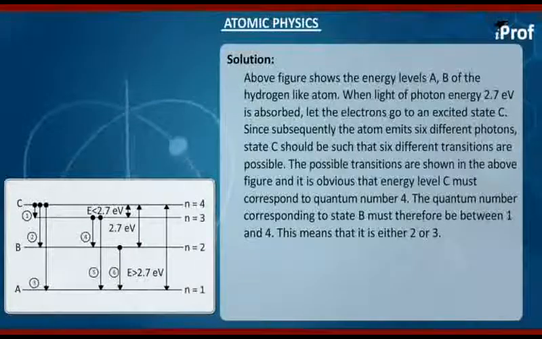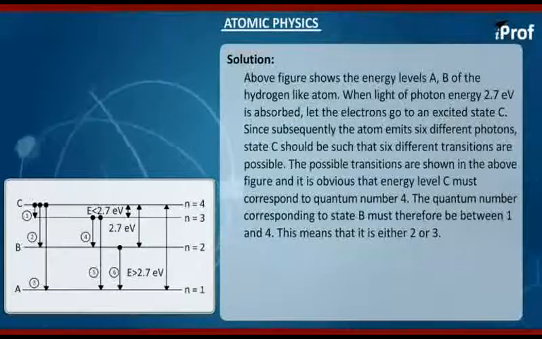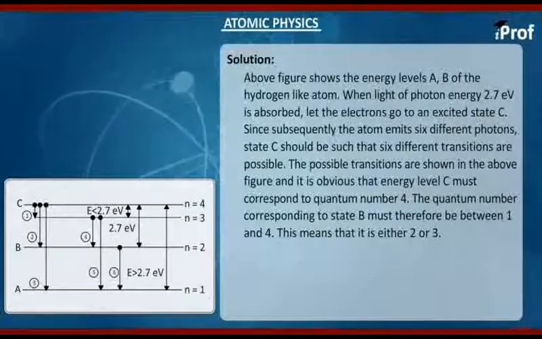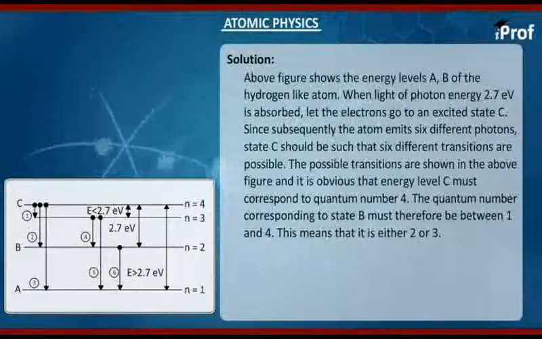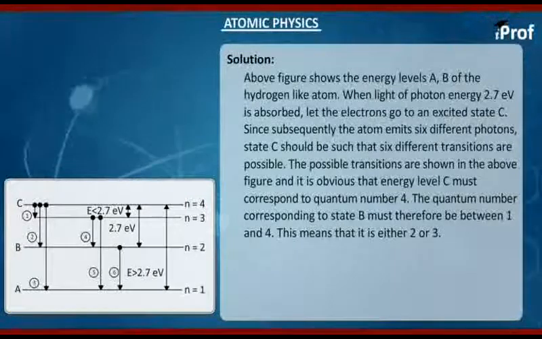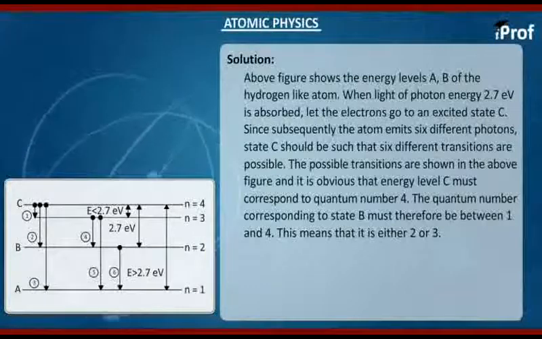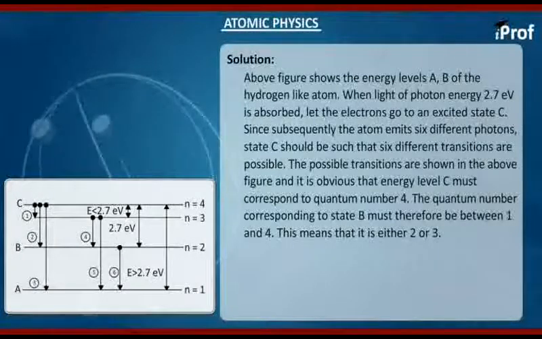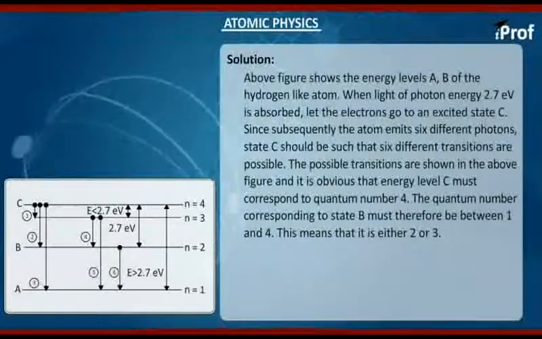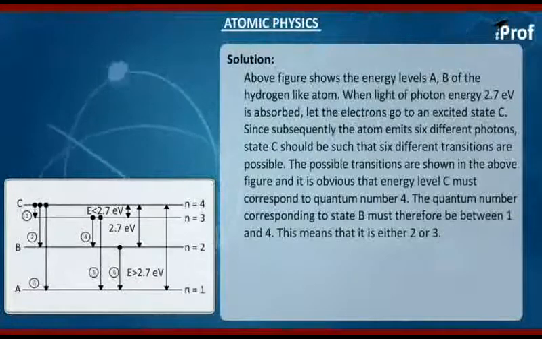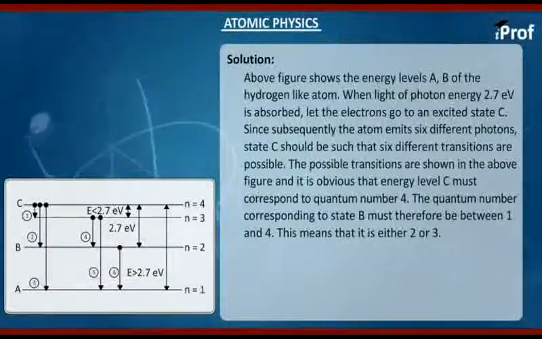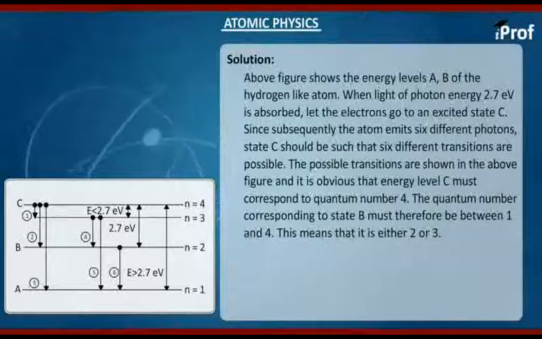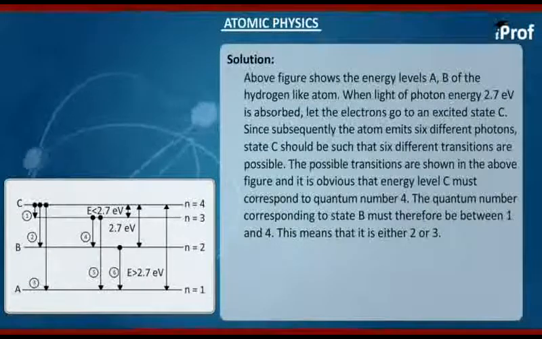Now here we can also make use of the expression which we have known while going through the theory part, that NC2, where N is the principal quantum number of the excited state, NC2 is equal to 6. That is N(N minus 1)/2 is equal to 6. So here the value of N must be 4. That means the electron has to move from ground state, that is 1, to 4. Then on subsequent de-excitation, it will emit 6 different spectral lines.